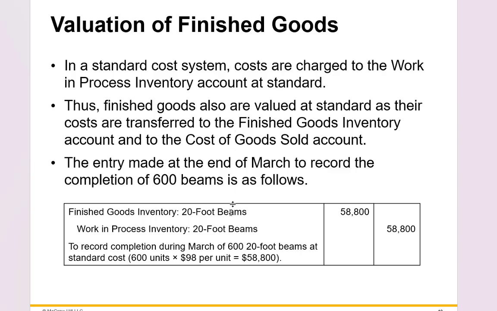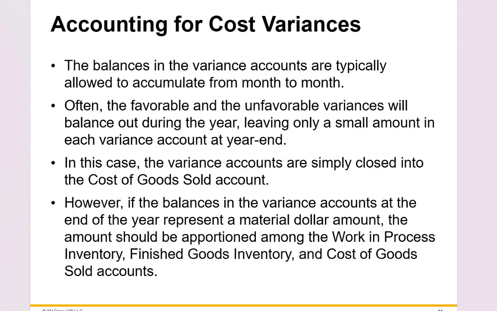So here reflects how much we transferred from work in process inventory to finished goods inventory during the March period, reflecting the completion of 600 beams. All right, so a little bit more here.